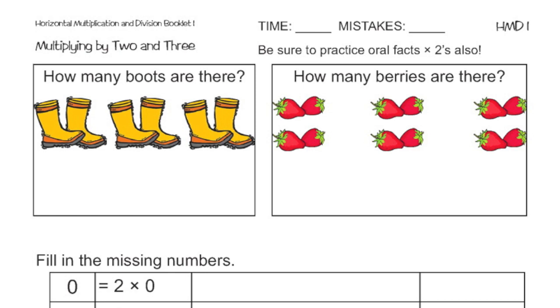First, let's break it down. This looks to be in groups. Shoes come in a left foot and a right foot. Boots are the same way, so they come in groups of 2. So how many groups of 2 do I have? 3. 3 groups of 2.